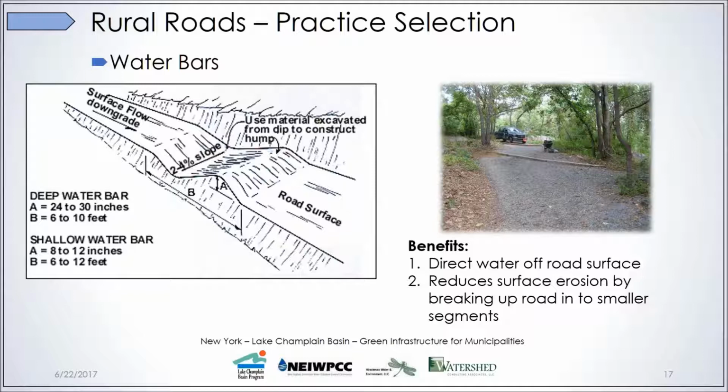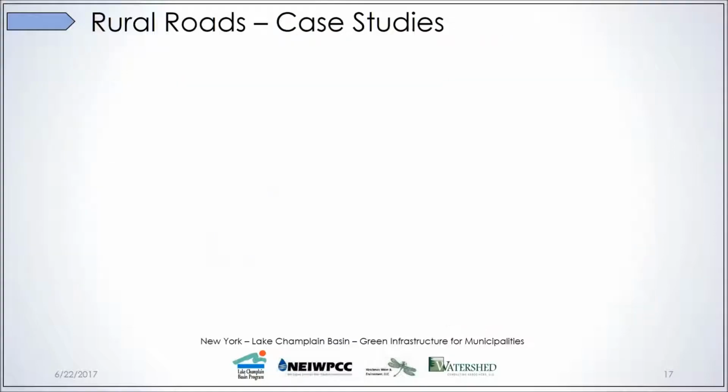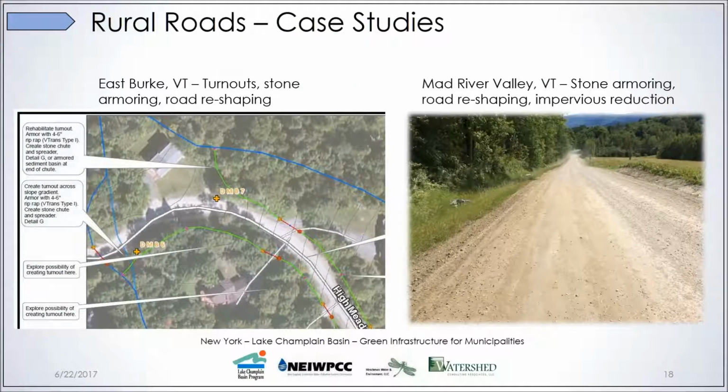So those are some of the practices that we go over in the manual, and then we highlight a couple of case studies. They're both Vermont case studies. One is from East Burke, Vermont. It's a project that my company actually worked on, where we basically looked at creating turnouts, doing some stone armoring of the ditches, and doing some road reshaping. And in the manual, we talk about this in a little bit more detail. We're going to skip over that today so that Rachel can give her presentation.